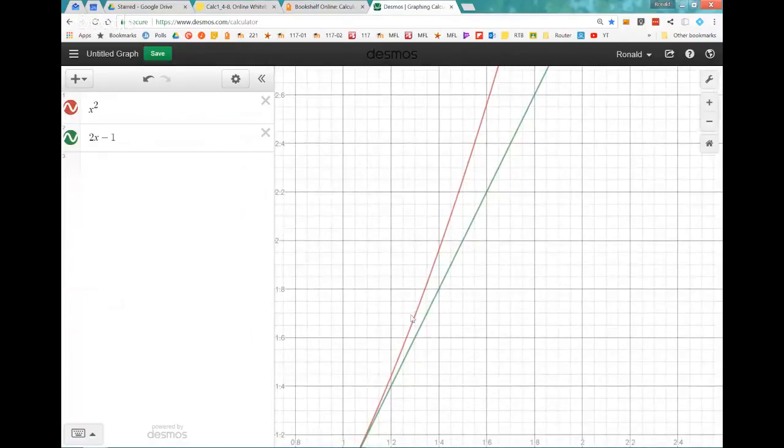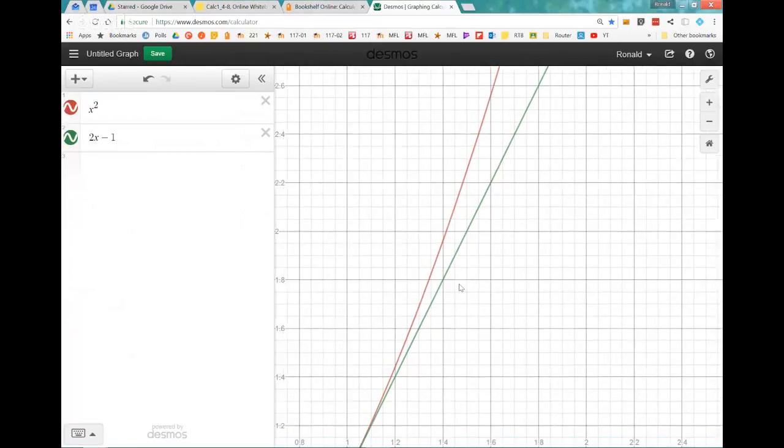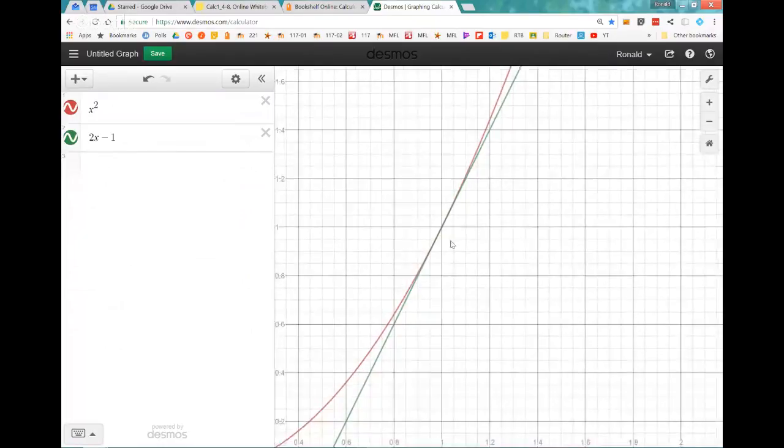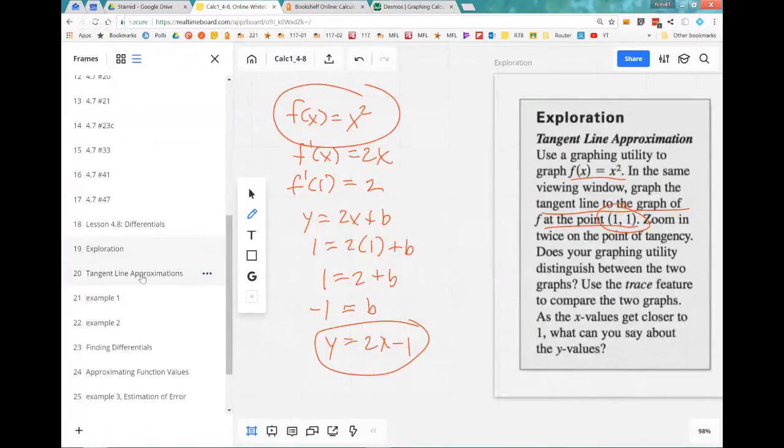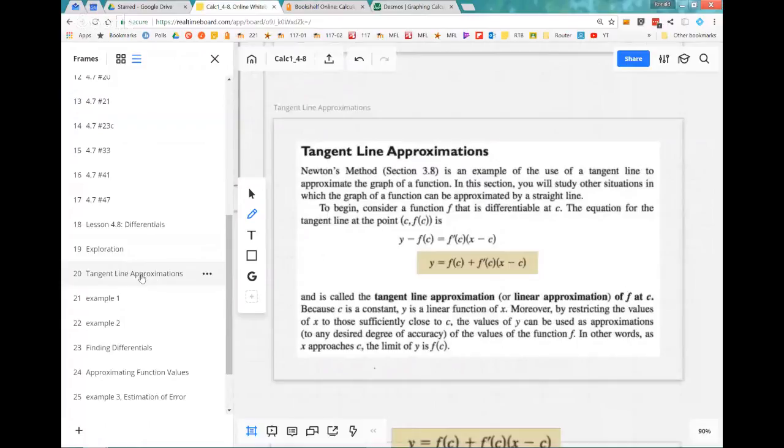And when you get away from that point, you can see it parts, because, of course, the original function is a curve and the tangent line is a straight line. So they go apart. But when you're near the point 1, 1, right there, if you're in this vicinity, it's going to really be close. Well, that's the idea of using a tangent line approximation. All right. So now let's go back.